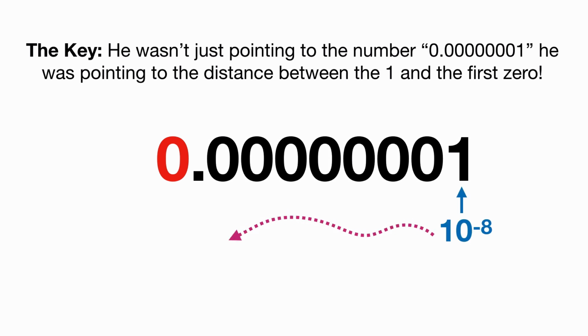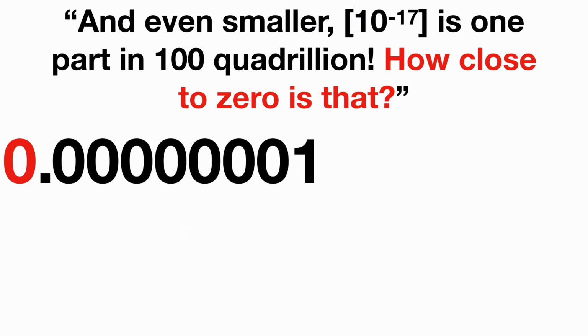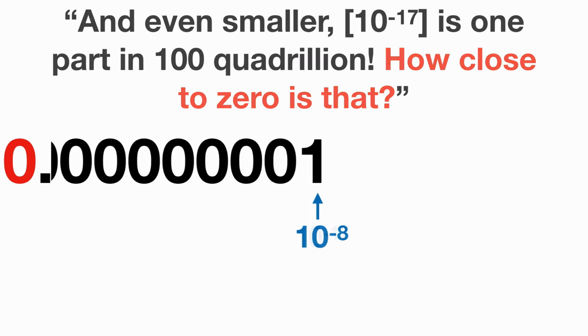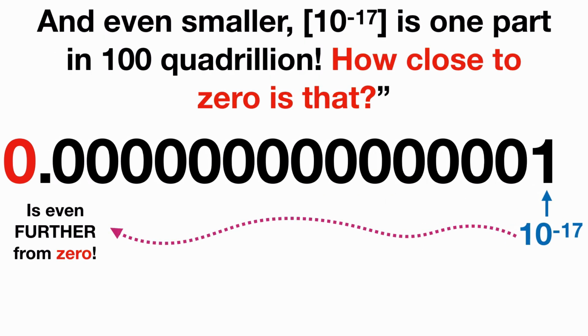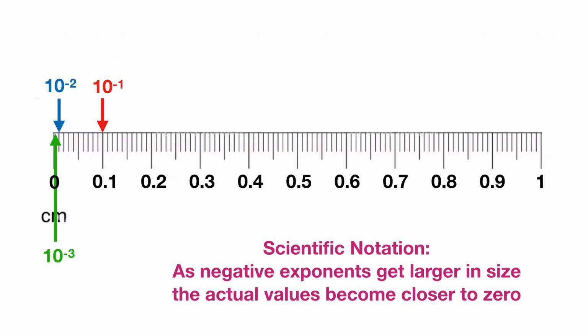So we have 10 to the negative 8, and that's far from 0 visually. Right? And then he goes even further. He's like 10 to the negative 17th. Well, how close to 0 is that? So here's 10 to the negative 8. Well, that's even further from 0. Okay, so you see how visually this might be a point of misunderstanding.